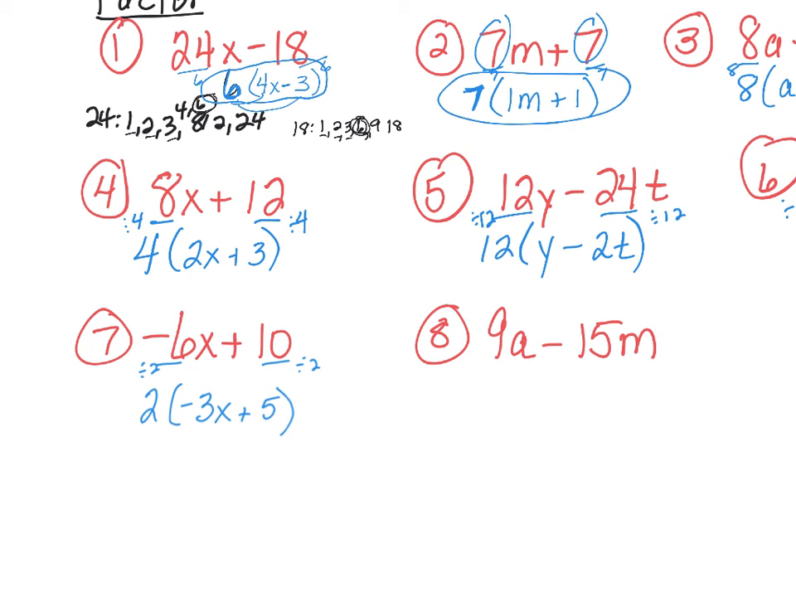Number 8. Greatest common factor between 9 and 15, Jada. So divide 9 by 3 and you get 3a, minus 15 divided by 3 is 5m.